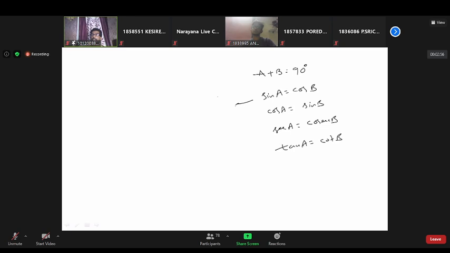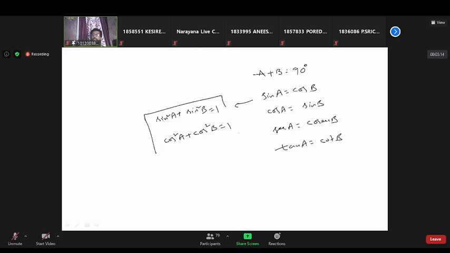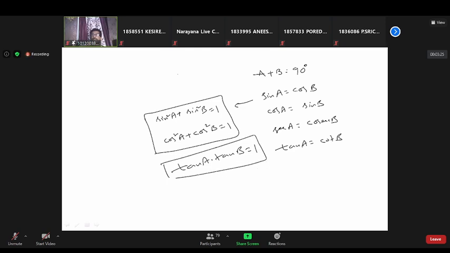And especially sin square A plus sin square B is equal to 1, and cos square A plus cos square B is equal to 1. Yesterday we discussed all these, and one more, tan A into tan B is equal to 1. This is the co-function theorem.